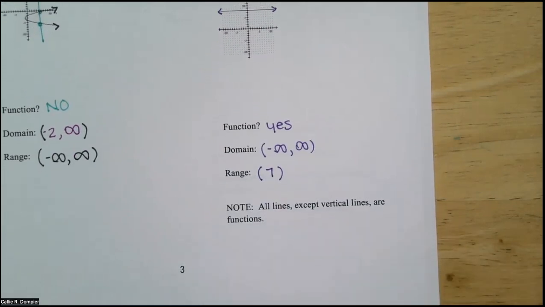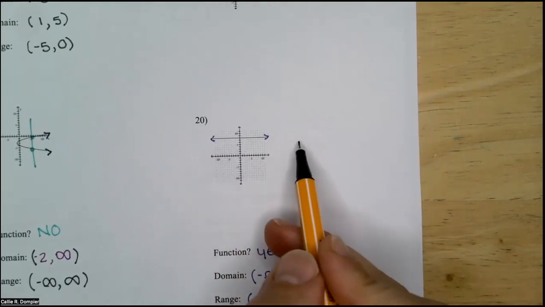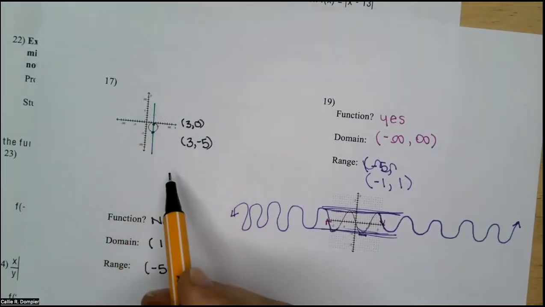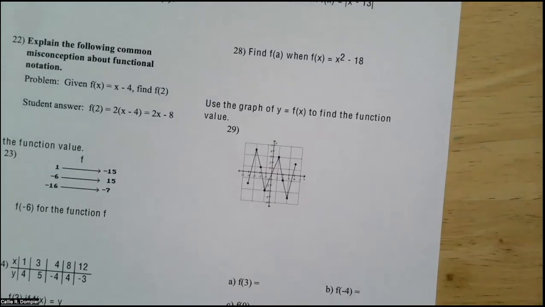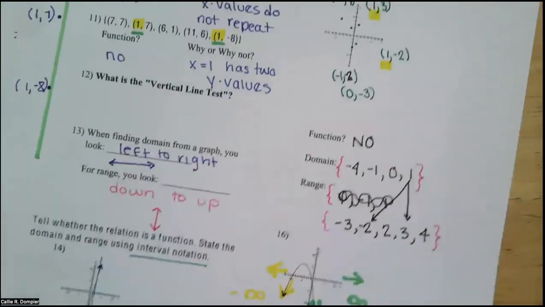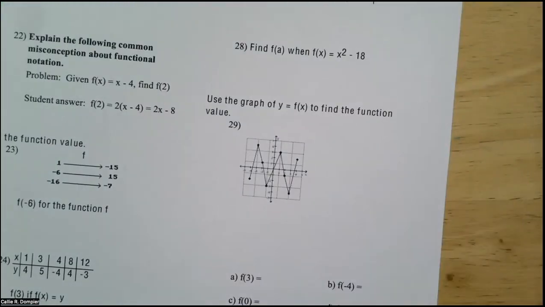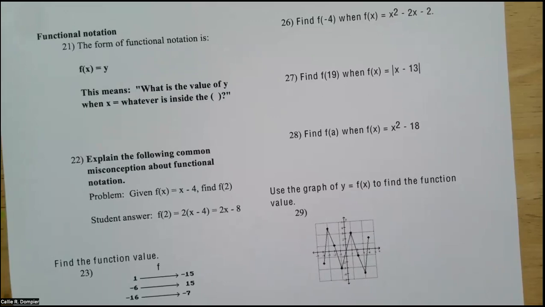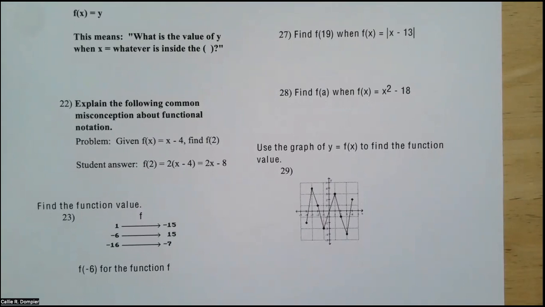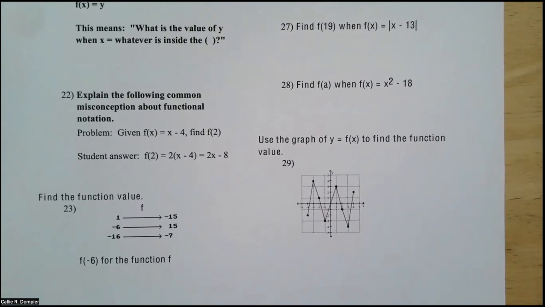All lines except vertical lines are functions. This line is a function. That line's not straight, so that's not a line. That is a circle. That's a curved line, but that line is a function. Okay, that's what they mean by that. Now, the form of functional notation is if something is a function, instead of y, we can call it f of x. What is the value of y when x equals whatever is inside the parentheses? Okay.